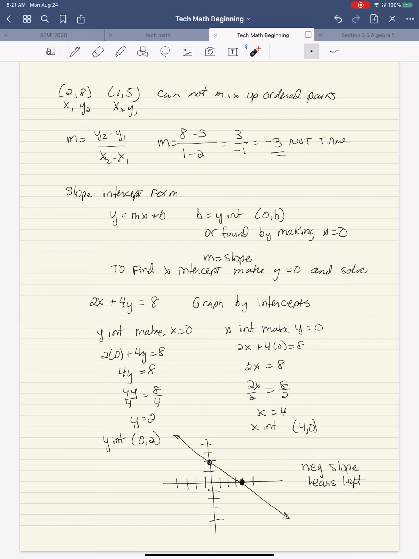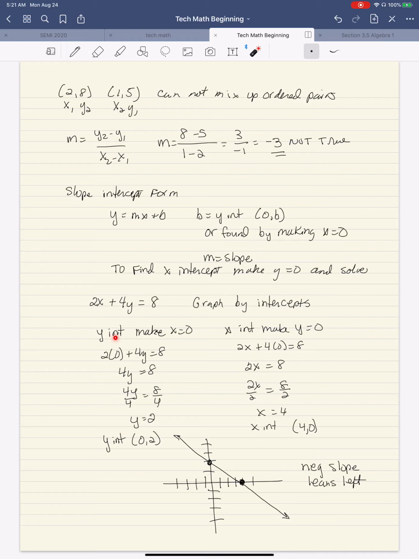So let's take this equation here: 2x plus 4y equals 8. And this time I want to graph it by the intercepts. Notice it's not in the slope-intercept form. I would actually have to move this equation around to get it into the slope-intercept form. But I'm going to calculate the intercepts. So when the equation is in this form, I cannot see the slope, I cannot see the y-intercept, and I can't see the x-intercept. So I have to do some math.